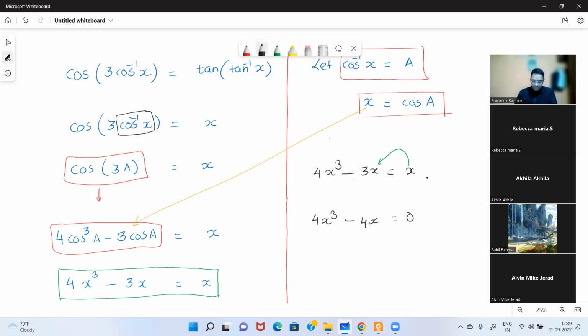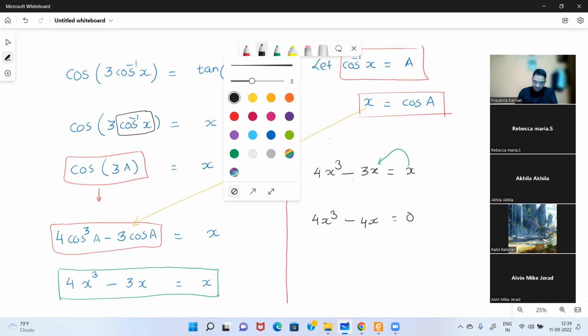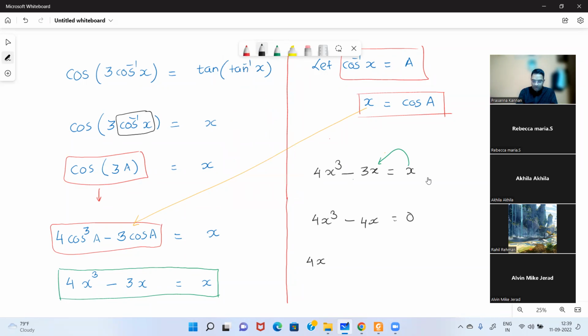Yes, sir. Now I can take 4x common outside. So inside I will have x square minus 1. Correct? Yes, sir.